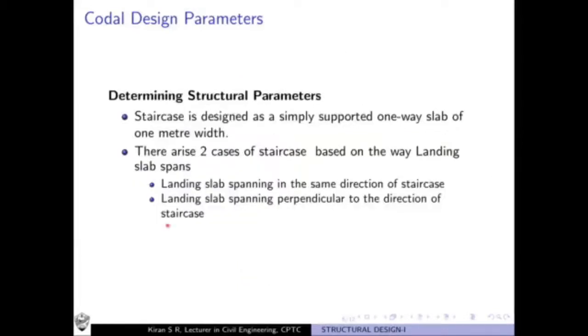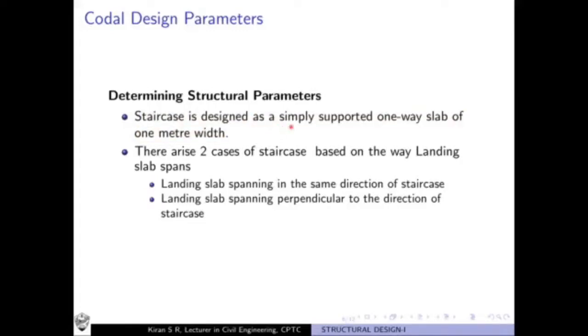Now we have already found out the geometric parameters. Now we have to move on to the structural parameters. Now we are going to design the structure. So how should it be performed? The most important fact to be kept in mind is that the staircase is designed as a simply supported one-way slab of 1 meter width. So that is exactly what we do.